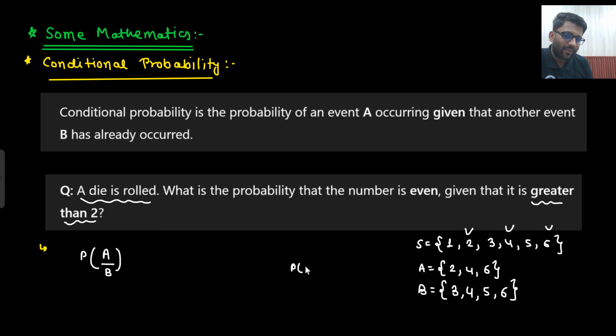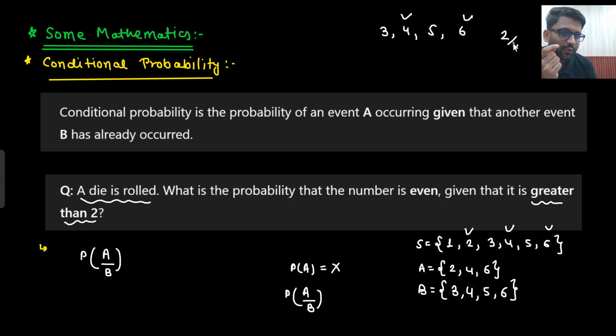But you don't need to find the probability of A. This is not what they are asking. They are asking the probability of A such that B has already occurred. That means you already know that the number is greater than 2. When you roll the dice, you already know that the number coming would be either 3 or 4 or 5 or 6. Now what is the probability that the number would be even? So you are having 2 chances out of 4. So what would be the answer? 1 by 2. There you go. So the answer would be 1 by 2.